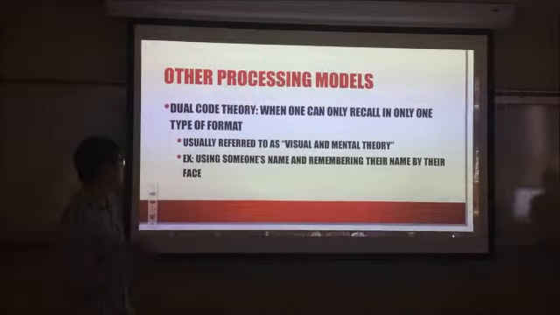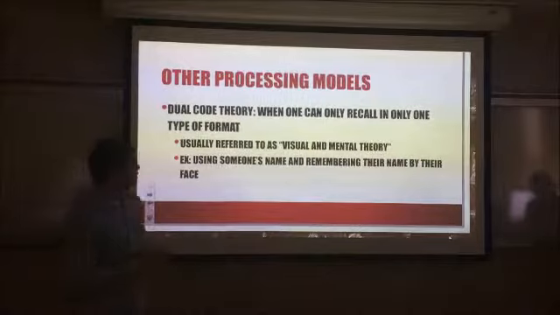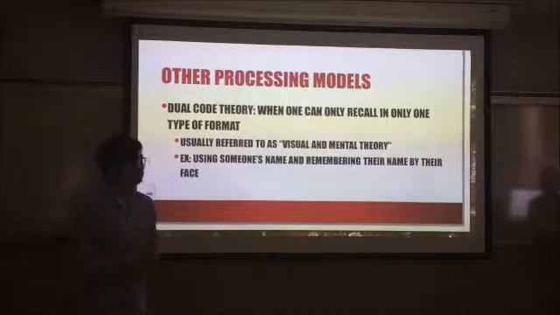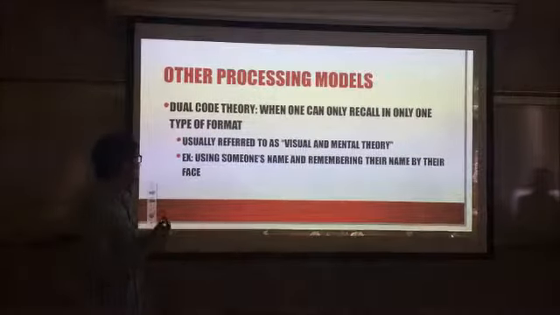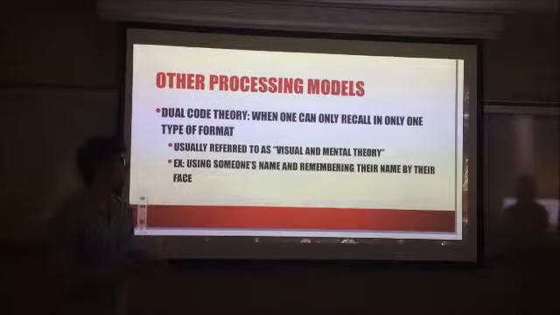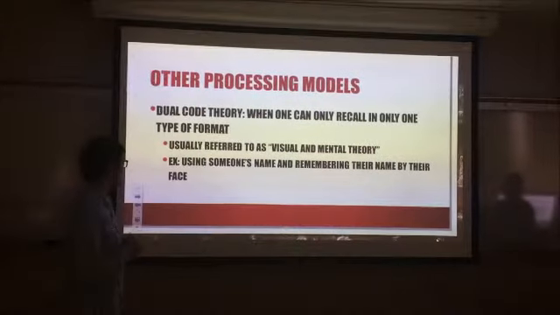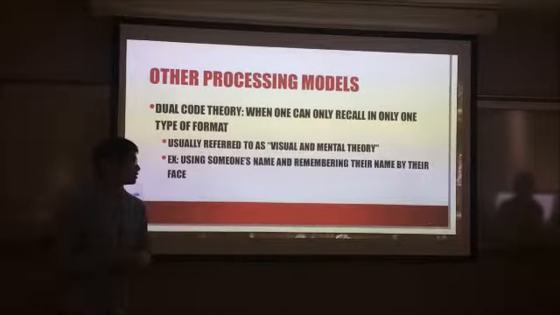The second processing model is the dual code theory. It's when a person can only recall in one type of format, and it usually refers to the visual and mental theory, and it only focuses on visual and mental stuff. An example is using someone's name and remembering their name by their face.